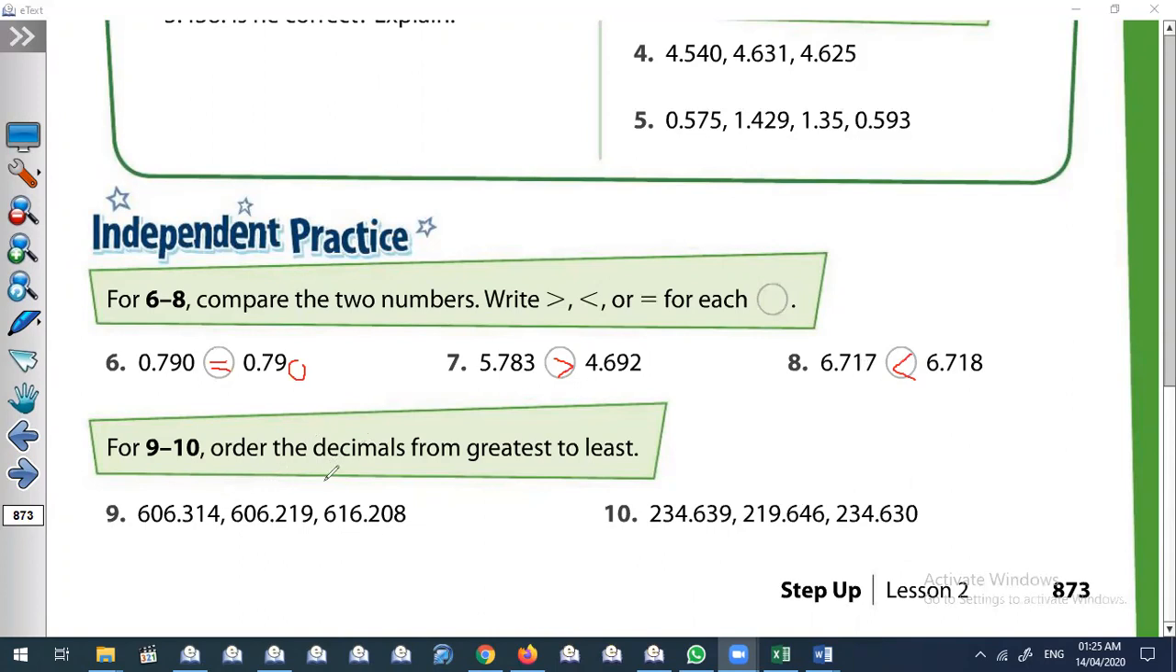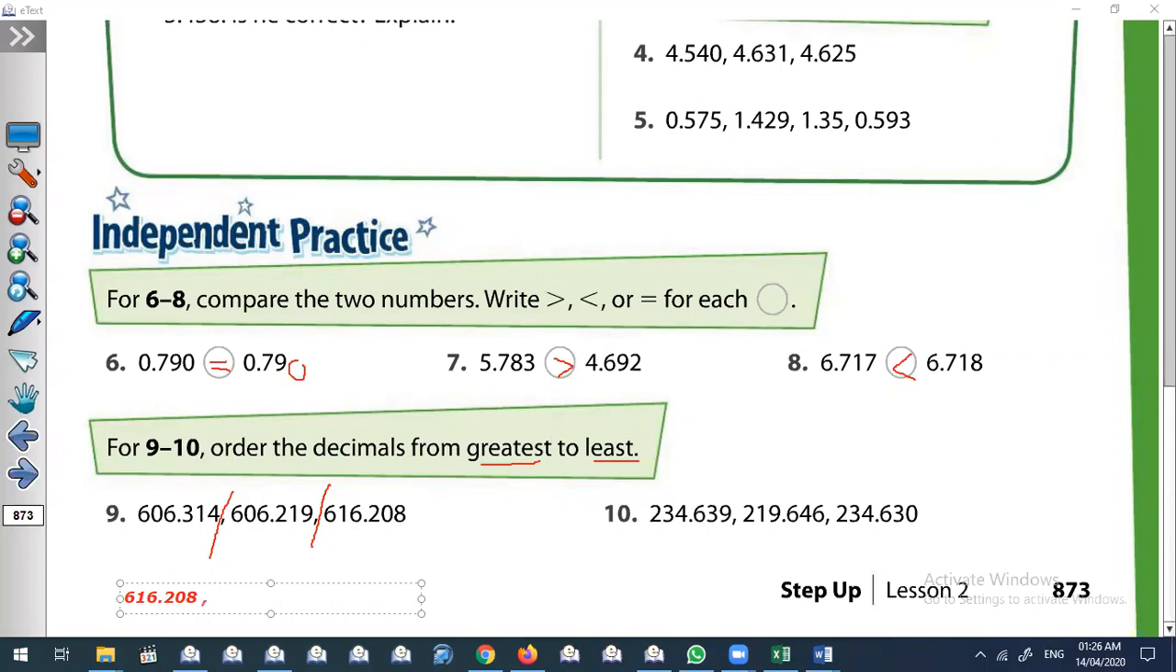The next one, order the decimals from greatest to least. 606.314, 606.219, 616.208. Let's check the scale first. 3 digits in the decimal, 3 digits in the decimal, 3 digits in the decimal. So the scale is correct. Now let's order from greatest. 606, 606, 616. So 616 is bigger.